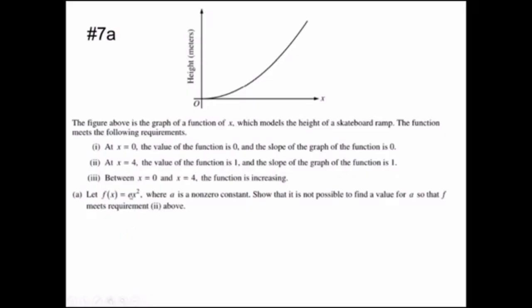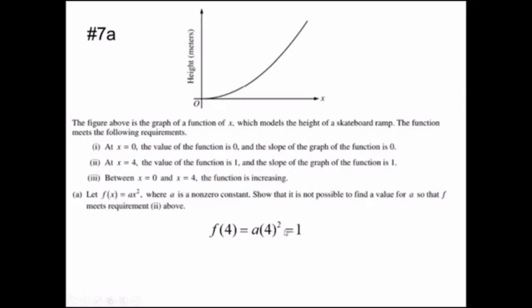So let's say that it meets the first part of this, where they said at x equals 4, the value of the function is 1. That means f of 4 has to come out to 1. Let's make that happen. So if we do f of 4, we're basically doing a times 4 squared, and they're saying that has to have a value of 1.